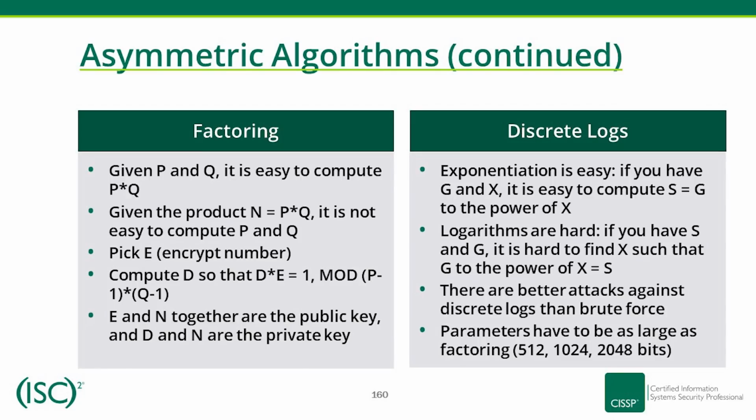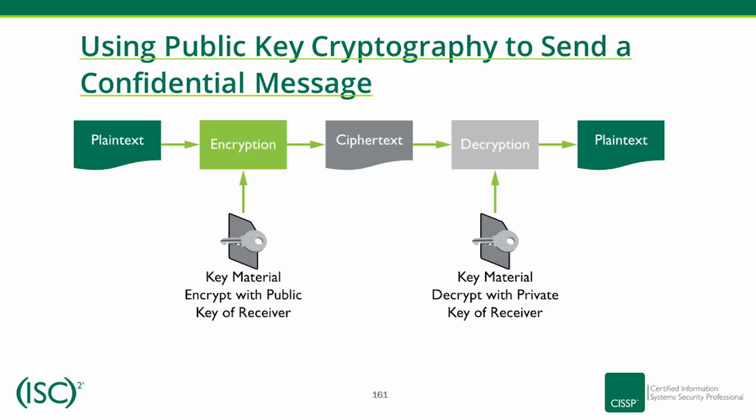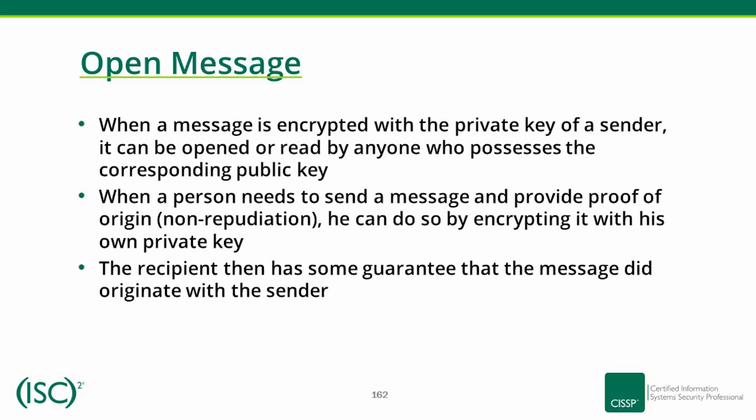Asymmetric algorithms, continued. Using public key cryptography to send a confidential message. Open message. When a message is encrypted with the private key of a sender, it can be opened or read by anyone who possesses the corresponding public key. When a person needs to send a message and provide proof of origin, non-repudiation, he can do so by encrypting it with his own private key. The recipient then has some guarantee that the message did originate with the sender.